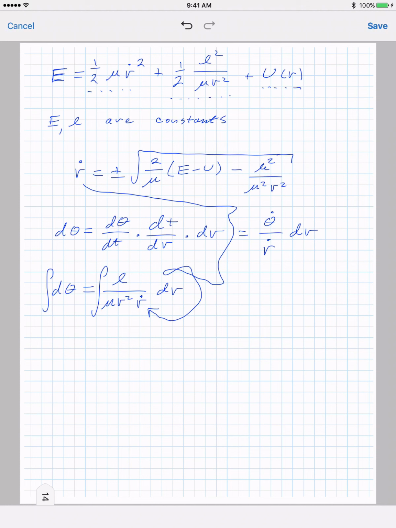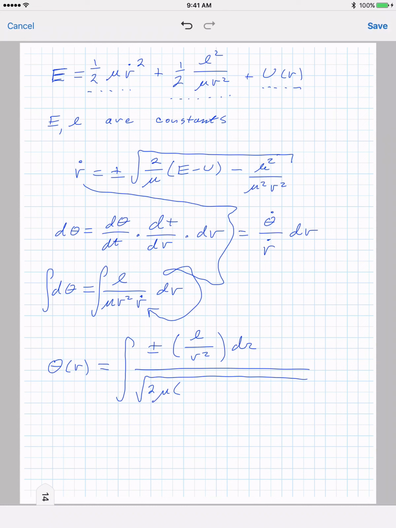Go ahead and integrate the left-hand side, so that gives me a theta of r. And then on the right-hand side, I still have an integral. I don't get rid of the integral, but I now have an explicit expression. It's going to be plus or minus L over r squared dr divided by the square root of 2 mu, and then E minus u minus L squared over 2 mu r squared. And then that's going to be integrated between limits.